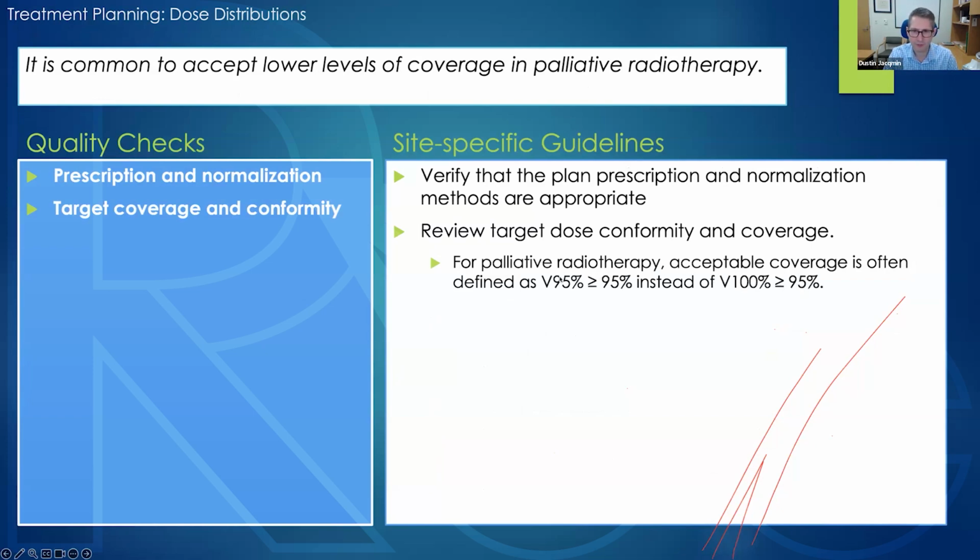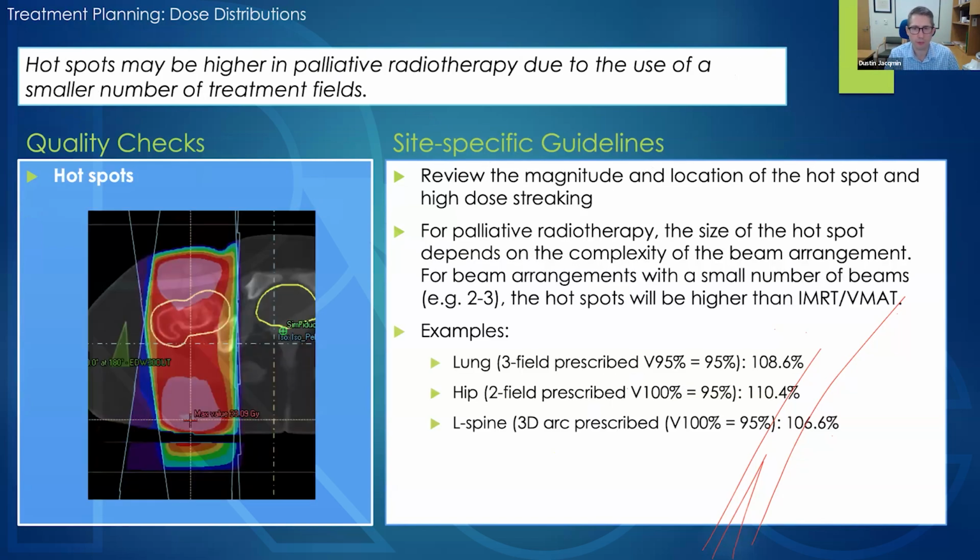In palliative care, you'll often see this prescription, which is the dose to 95% of the prescription should be covering 95% of the target volume. You may even see lower things like 90-90 to minimize hot spots and improve the safety of the plan. But it's more common in palliative radiotherapy to accept lower levels of coverage as part of the prescription. And so that's just something to keep in mind when you're looking at the way the plan is prescribed. If you see something really unusual, you should always ask the physician if that seems right to them. But this is just a typical pattern in palliative radiotherapy that's worth pointing out.